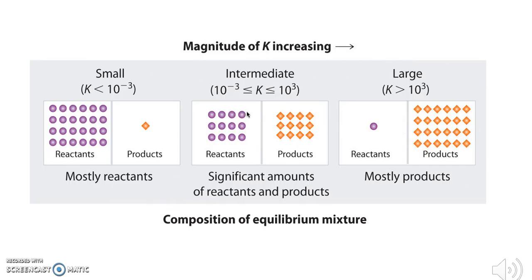This shows magnitude of K increasing, so with more reactant particles and fewer products, the K value will be small. With relatively equal amounts of reactants and products, K is an intermediate value, and if the reactant particles are very low, whereas product particles are very high, K is a large value.